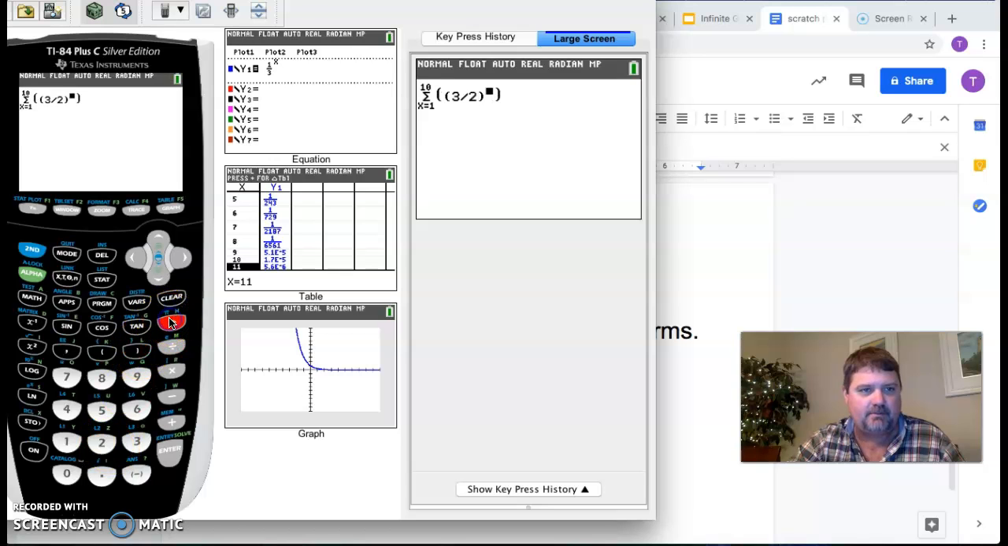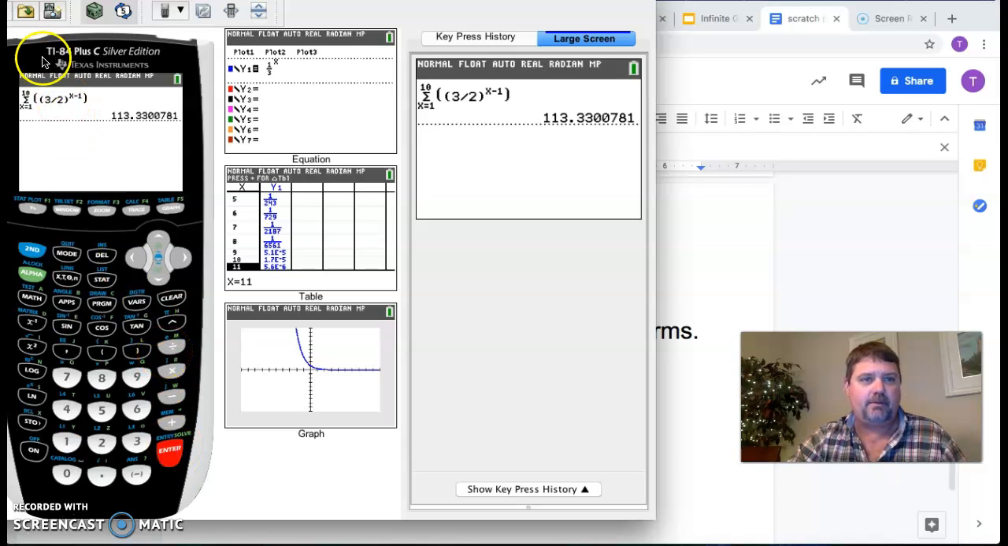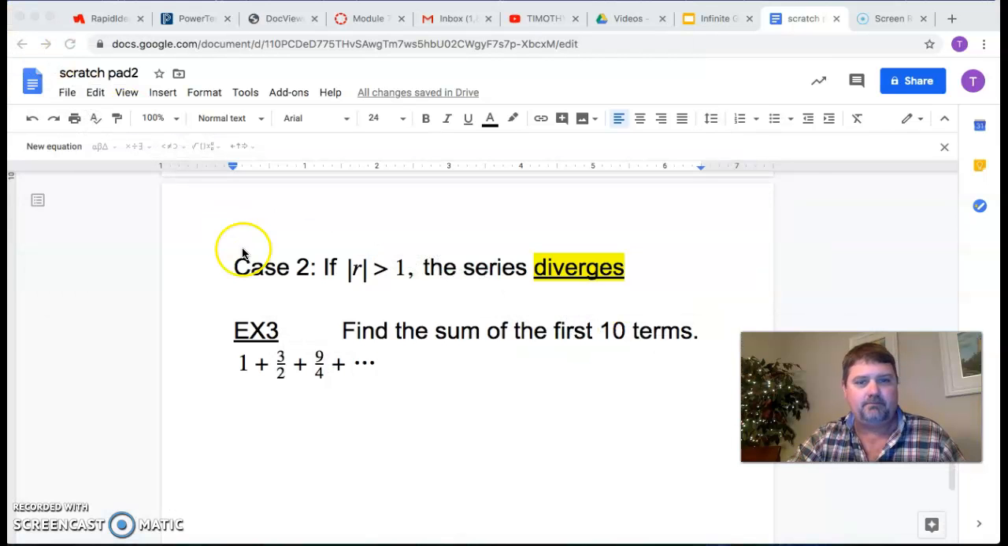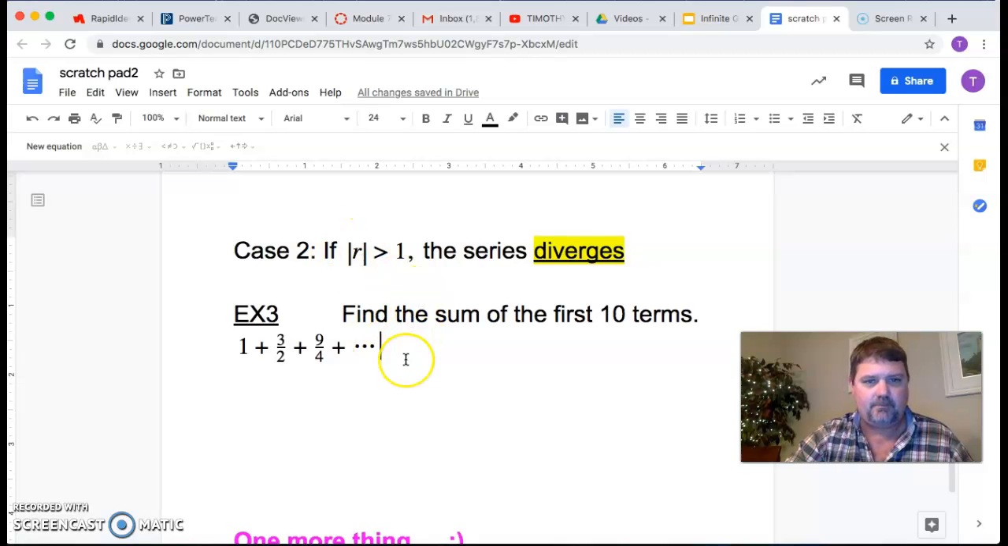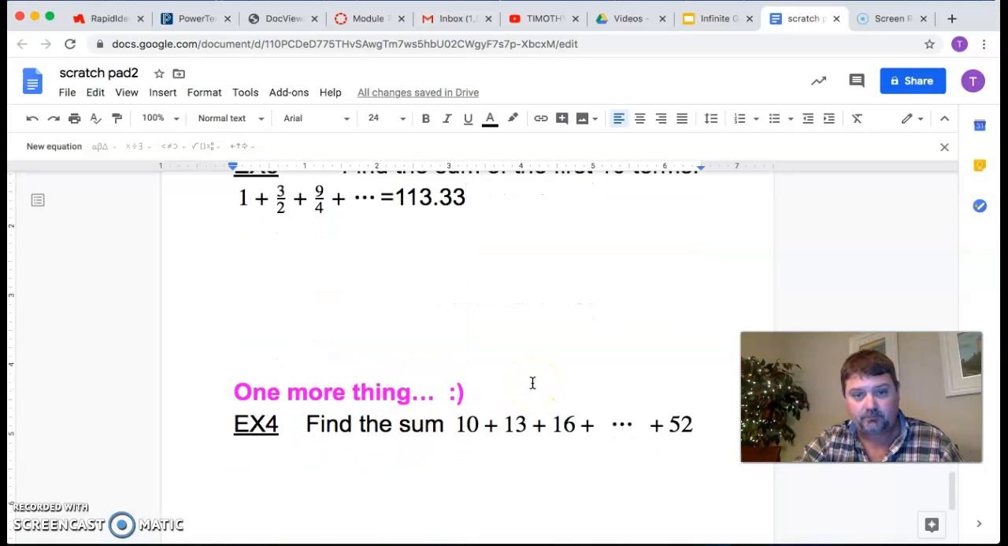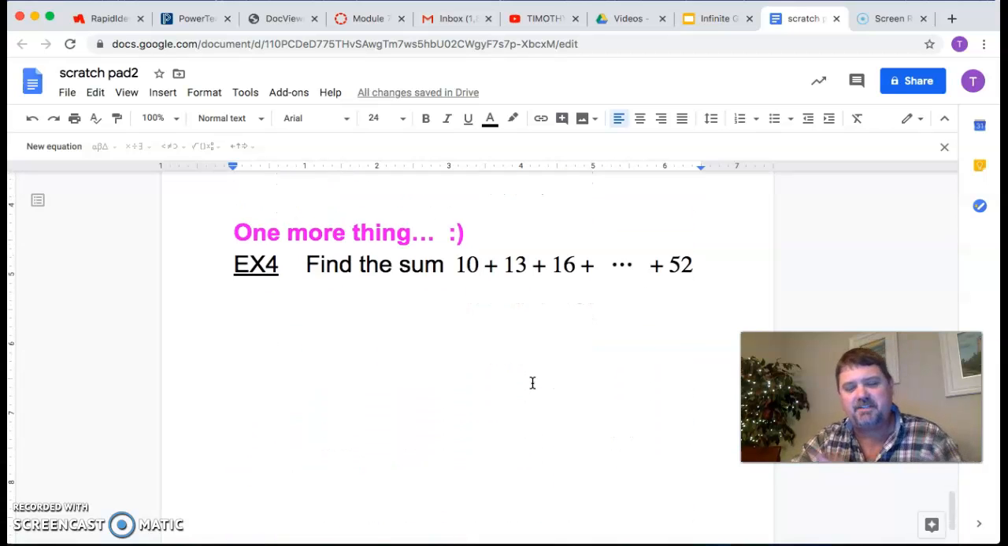And that's just, this is your geometric sequence formula. And you get 113.33 roughly. So what we would say is this is approximately 113.33.